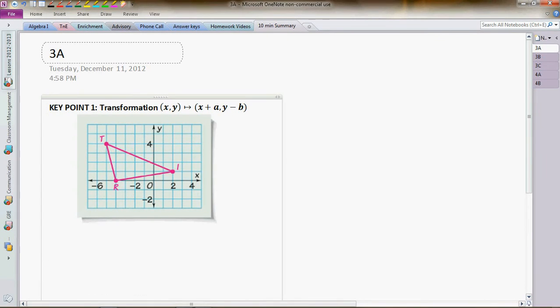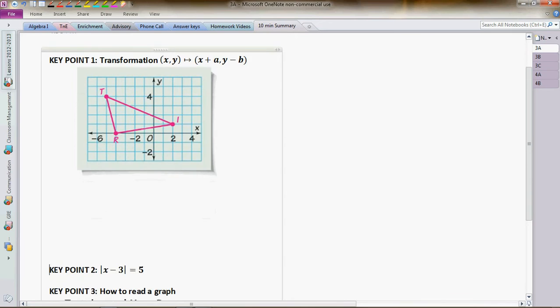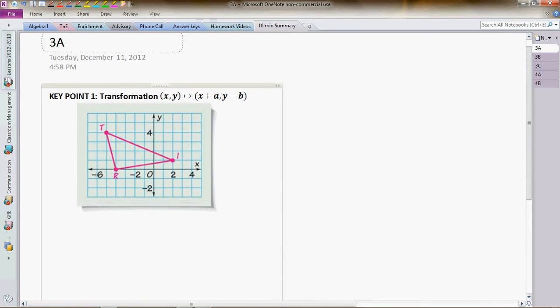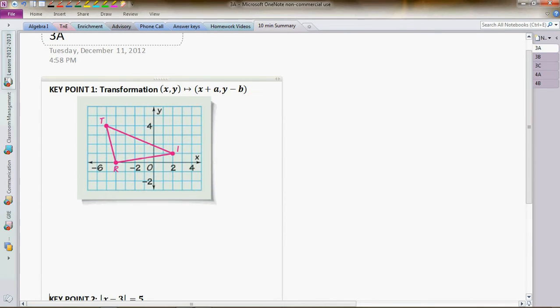This video is a 10 minute review, a 10 minute summary for investigation 3A. There are three key points in this investigation: transformation, absolute value equation, and how to read the graph. Let's go over the first one.